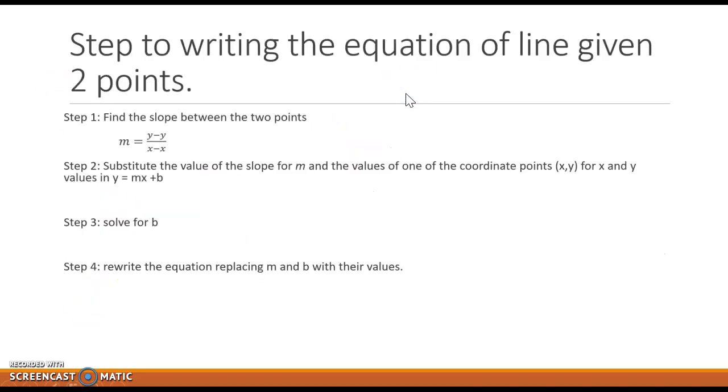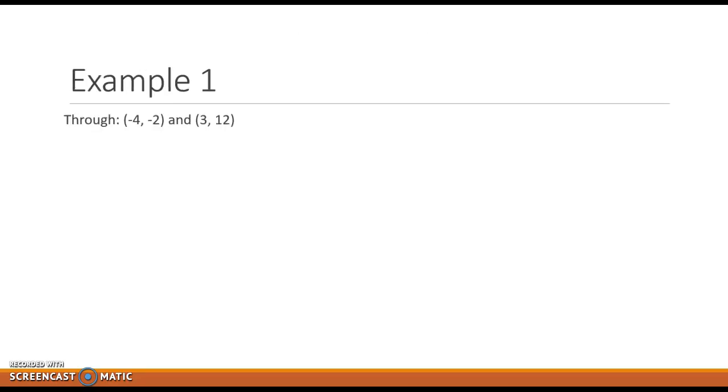Here are steps. We need to find the slope between 2 points. From there, we're going to substitute the value of the slope for m and the values of one of the coordinate points for x and y into y equals mx plus b. And then step 3, we're going to solve for b. And step 4, we're going to rewrite the equation, replacing m and b with their values. So let's go through this step by step.